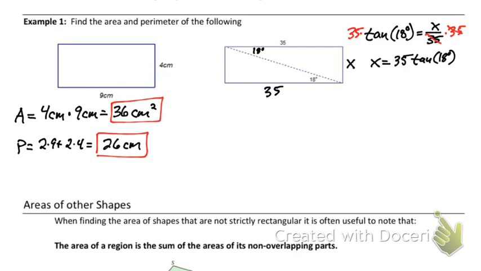So we're going to end up with x equaling 35 times tangent of 18 degrees. And I don't know about you, but I don't know that offhand. Well, I do actually know it offhand. But you don't know that offhand. So we should all be taking our calculators out and making sure that we can calculate this. And what does this come out to? Usher?